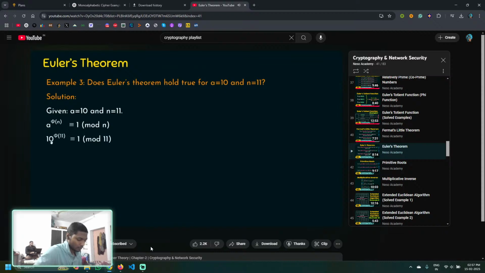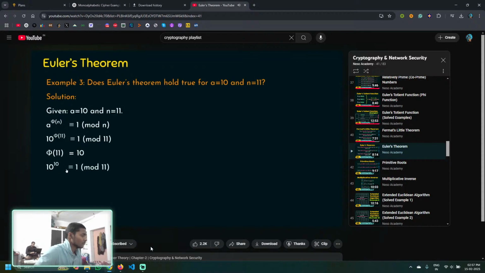We will substitute the values. We get 10 power phi of 11 is congruent to 1 mod 11. We are required to find phi of 11, right? So phi of 11 is equal to simply 10. Why? If this n is a prime number, then this is n minus 1, right? So phi of n is equal to n minus 1 if n is a prime number. Here n is a prime number, so we get phi of 11 is equal to 10. We will directly substitute the value. 10 power 10 is congruent to 1 mod 11.